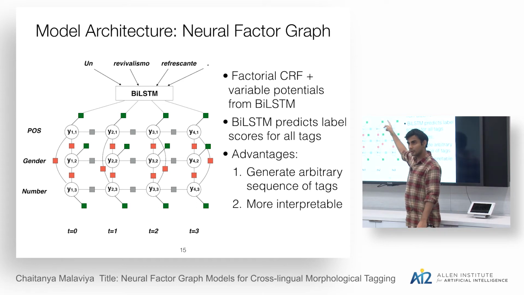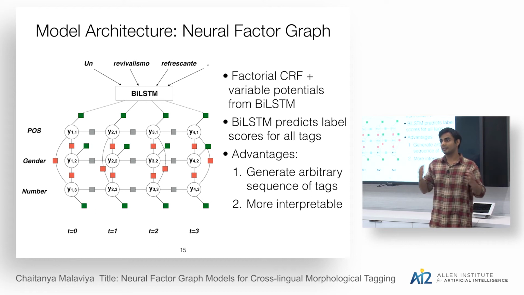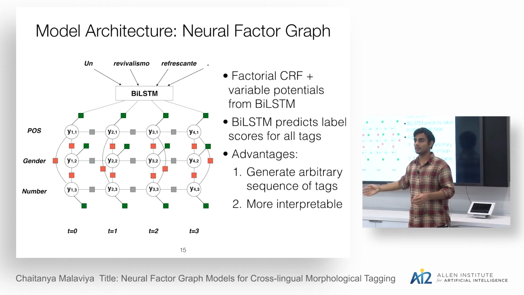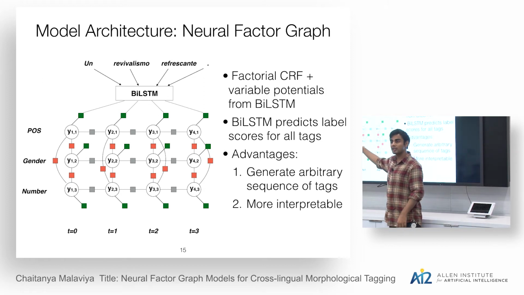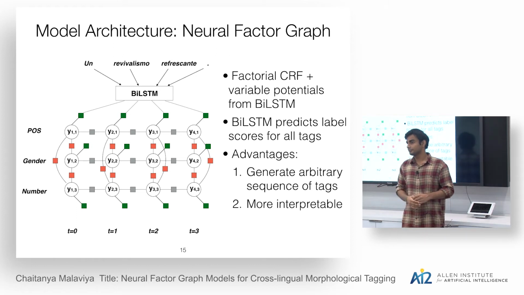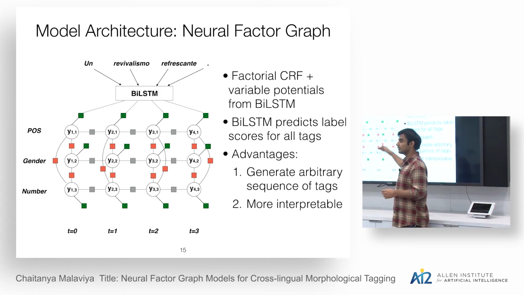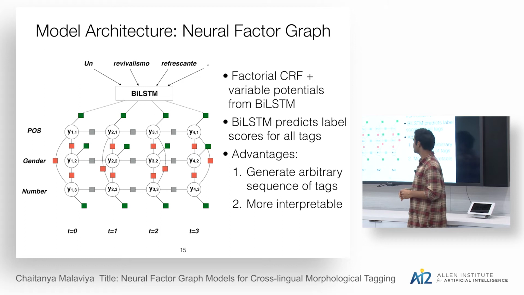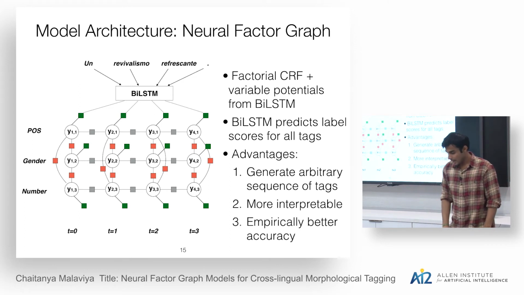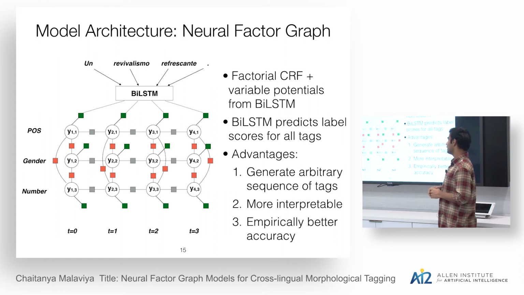Oh, so the output of the bi-LSTM model, you mean? The output is basically a vector, a score for all labels for all tags that we are representing. All labels for each tag. So we would have a score for all possible part of speech tags, all possible gender labels, and so on. How do you compute the pairwise factors? So we're representing them in our graphical model. I'm going to talk about the inference, learning and decoding of this model in the next few slides. And the last thing is we also obtain empirically better accuracies over a consistent set of languages.